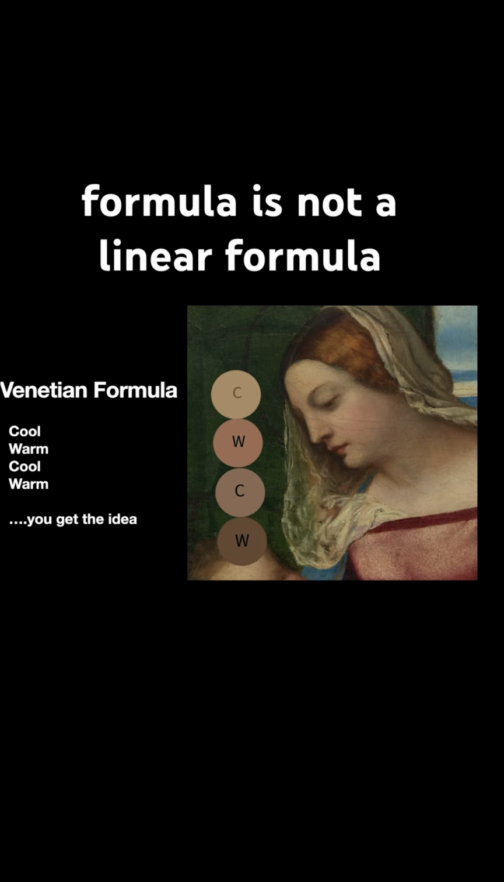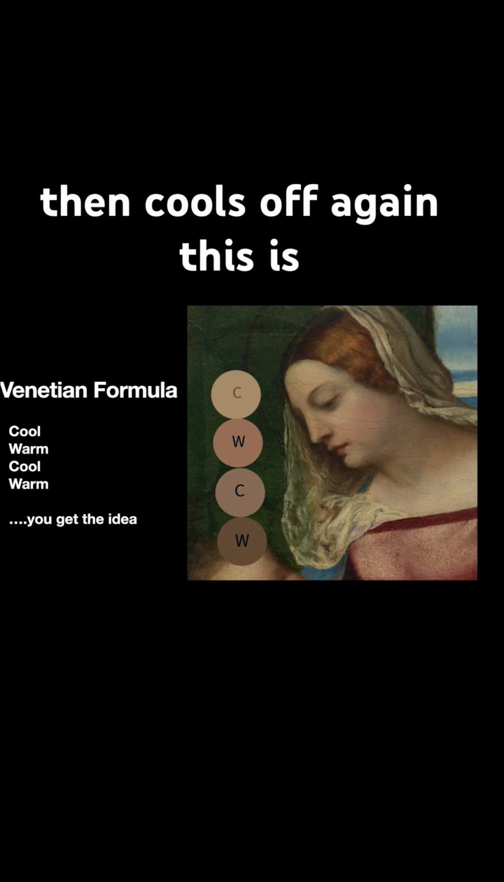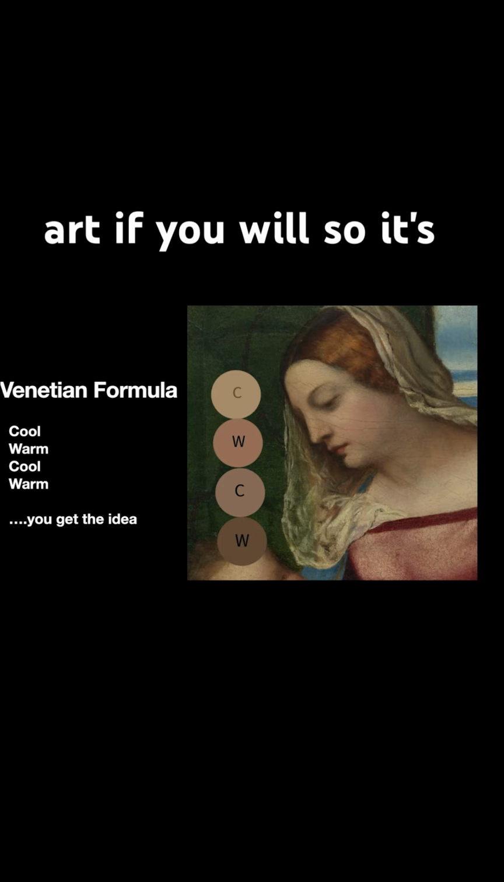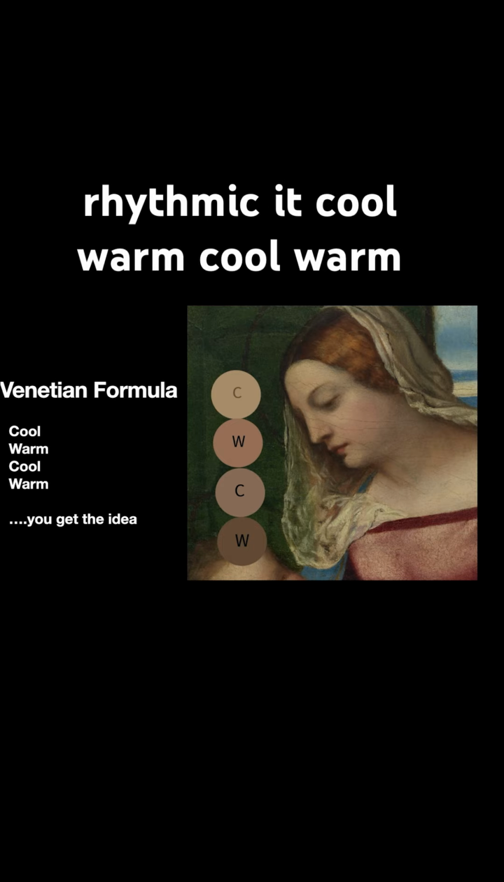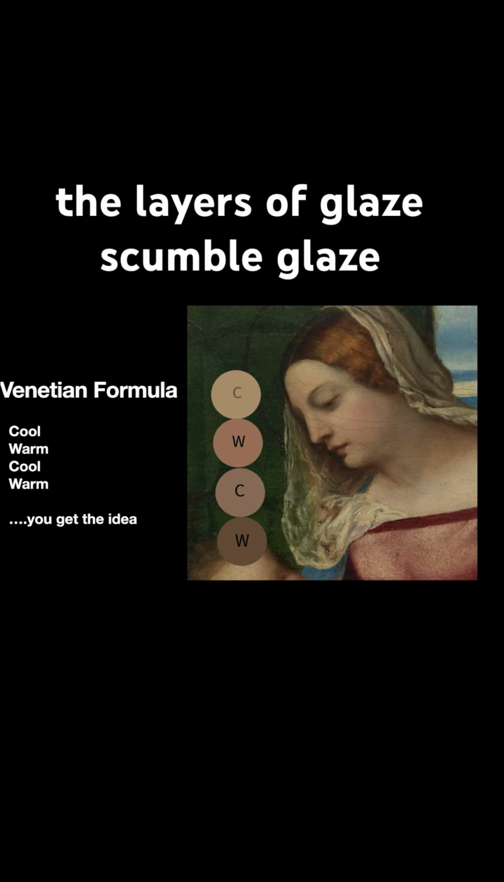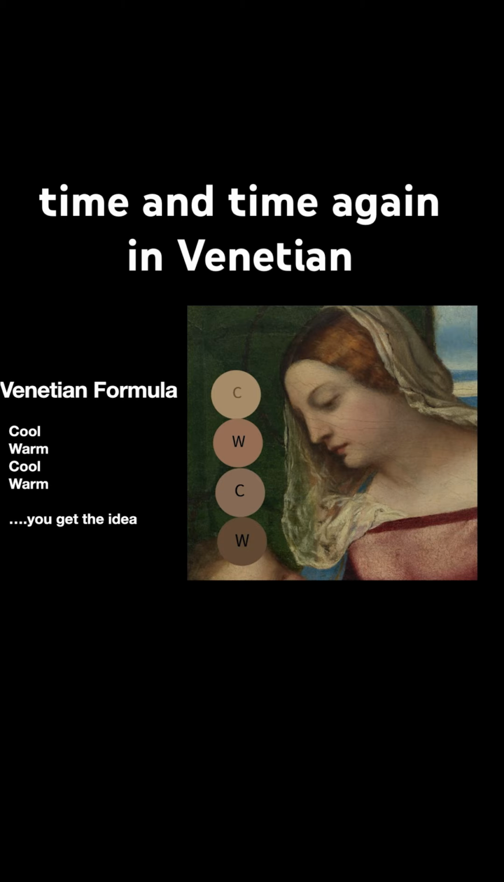So the Venetian formula is not a linear formula like our nature is, where it starts out cool, warms up, and then cools off again. This is reality filtered through the eyes of art, if you will. So it's rhythmic. Cool, warm, cool, warm, cool, warm. It's repetitious, just like the layers of glaze, scumble, glaze, scumble. And so we see that time and time again in Venetian painting.